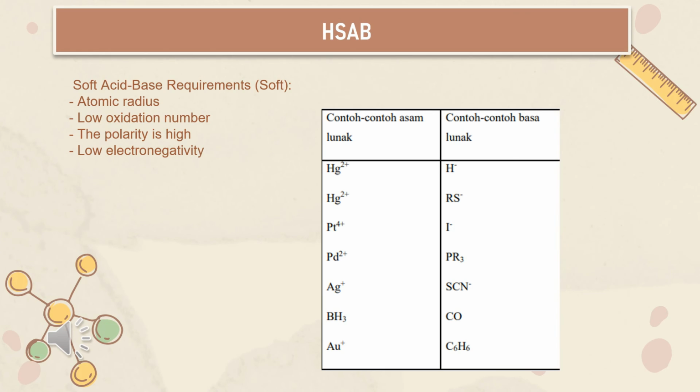And the first is the examples of soft acid. There are Hg2+, Pt4+, Pd2+, Ag+, BH3, dan Au+. Sedangkan contoh dari basa lunak itu sendiri adalah H-, RS-, I-, PR3, SCN-, CO, dan C6H6.